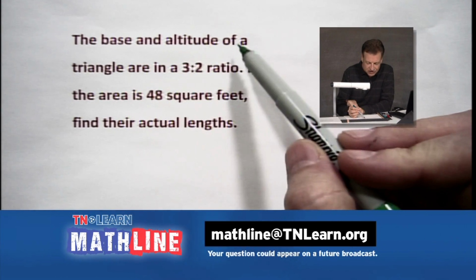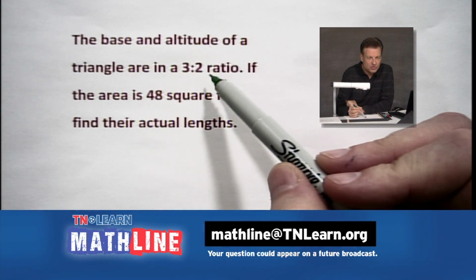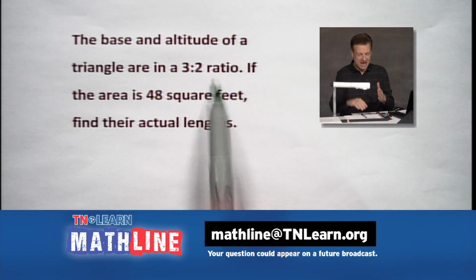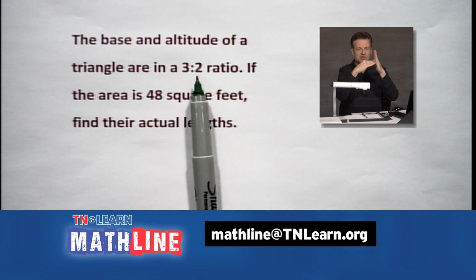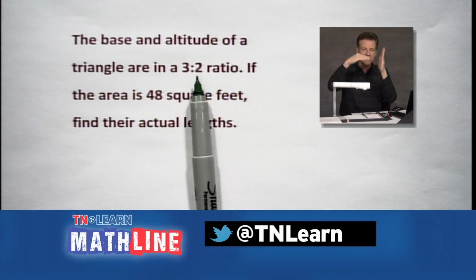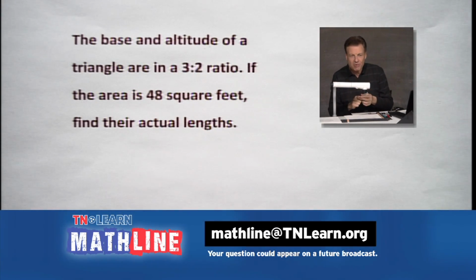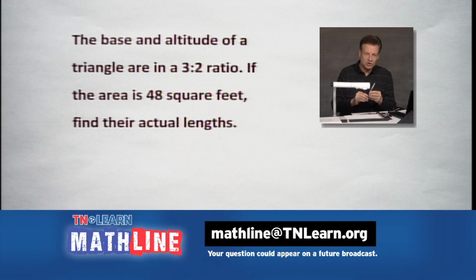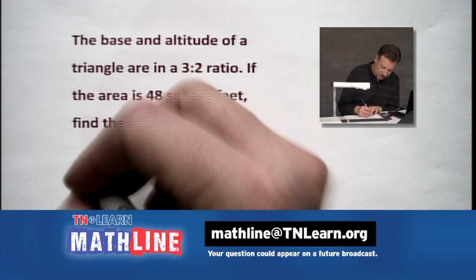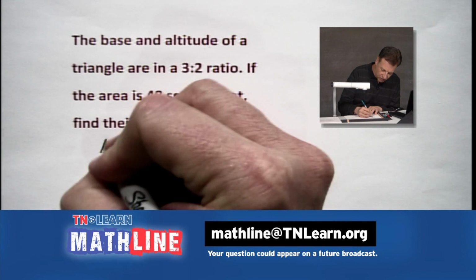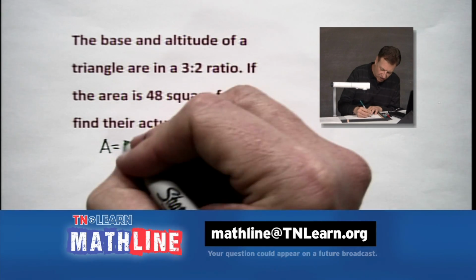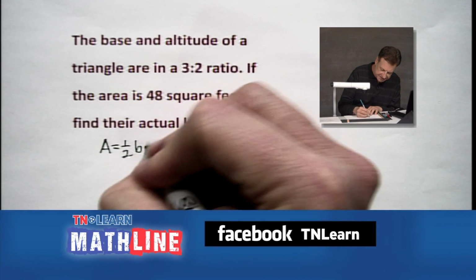The base and altitude of a triangle are in a 3:2 ratio. Now, we're talking about the base and the altitude that come together somehow making a perpendicular, all right? They're coming together as a right angle, because those are the parts that you have to use to be able to compute that area. So let's take a look at it. We're going to use that formula for a triangle, 1/2 base times the height.